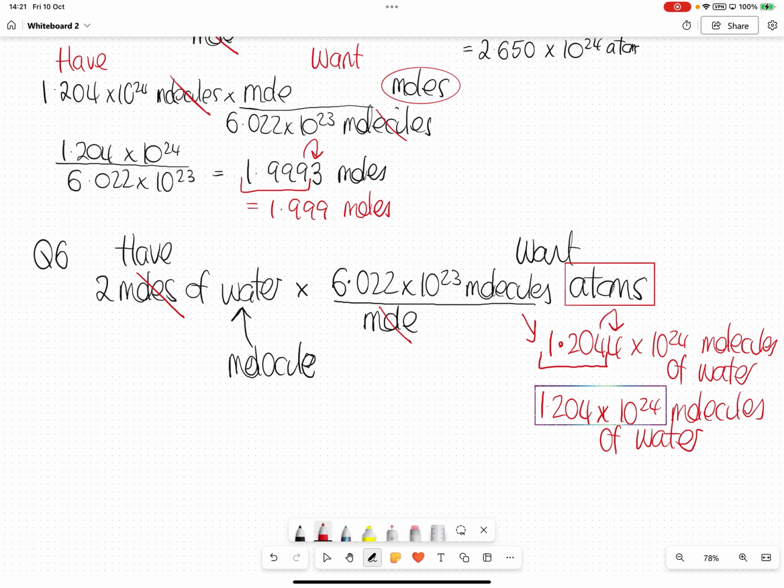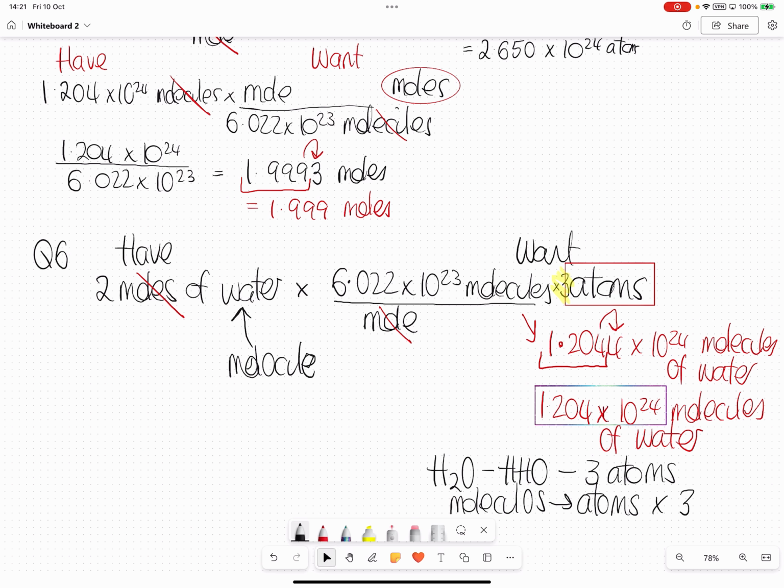Some clever candidates will recognize that they could have multiplied their answer here by 3, and that would have gotten them where they want. Where are they getting that 3 from? H2O, when we've done our balancing equations, is how we've written it. That is the same as saying 3 atoms, so there's 2 H's and 1 O in here. So to convert molecules to atoms, you would multiply your answer by 3.